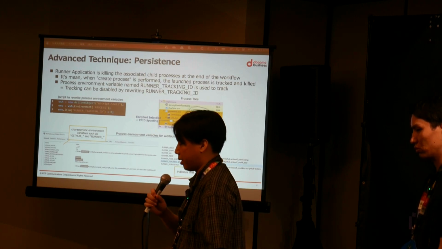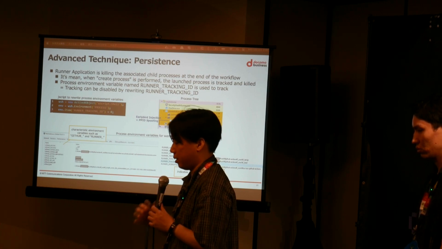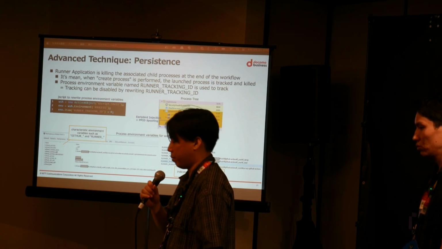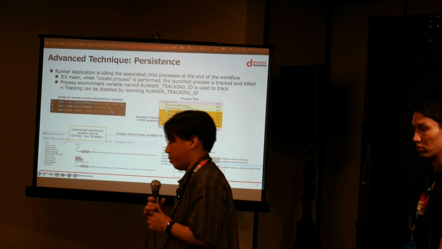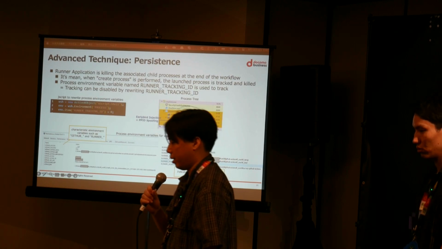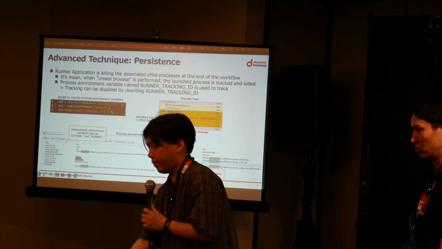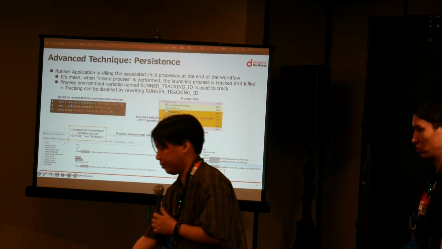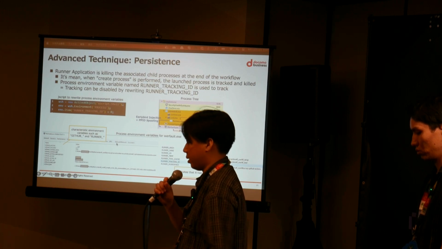The runner application tracks launched child processes and kills all child processes when the workflow is finished. And this means that the process launched for the attack will also be killed. It is tracked by a process environment variable called runner tracking ID. So we can disable tracking by rewriting this variable like this. This makes the process persistent. By the way, processes launched from the runner application have a characteristic variable, so perhaps it can be used for detection.